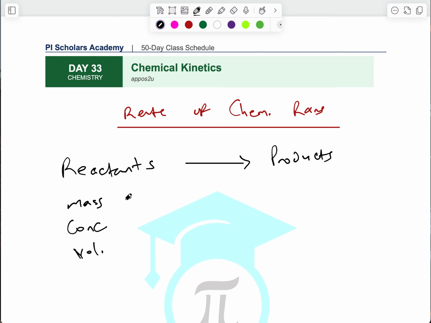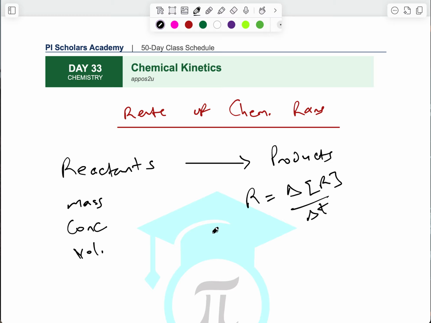So it could be that we're considering how much mass of reactant is being used up to become some mass of the product that is formed, or the concentration or the volume as well. But for this particular video, I'm going to be focusing on concentration. So we can see the rate of a chemical reaction is simply the change in concentration of reactant. I'm going to use the square bracket to represent concentration with respect to time. So it is change in concentration per unit time. That's basically what rate of reaction is all about.